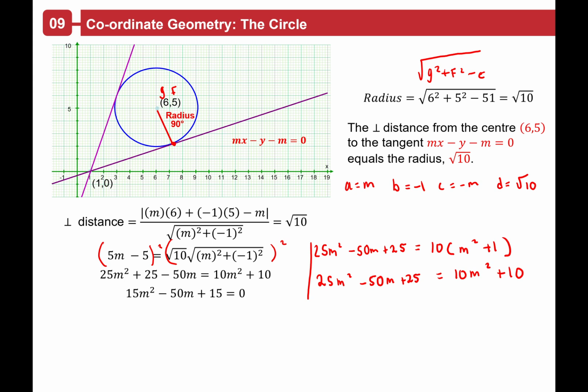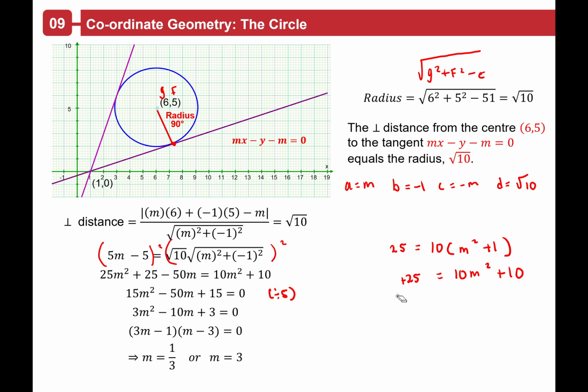And now I want to solve for m, so I'm going to divide everything by the highest common factor here. Sorry, I'm going to divide everything by 5 first. This leaves me with 3m squared minus 10m plus 3. And to find m, I now factorize my equation. This gives me 3m minus 1 times m minus 3. Putting both brackets equal to 0, we're left with m is equal to 1 over 3, or m is equal to 3. I've now found my two slopes.